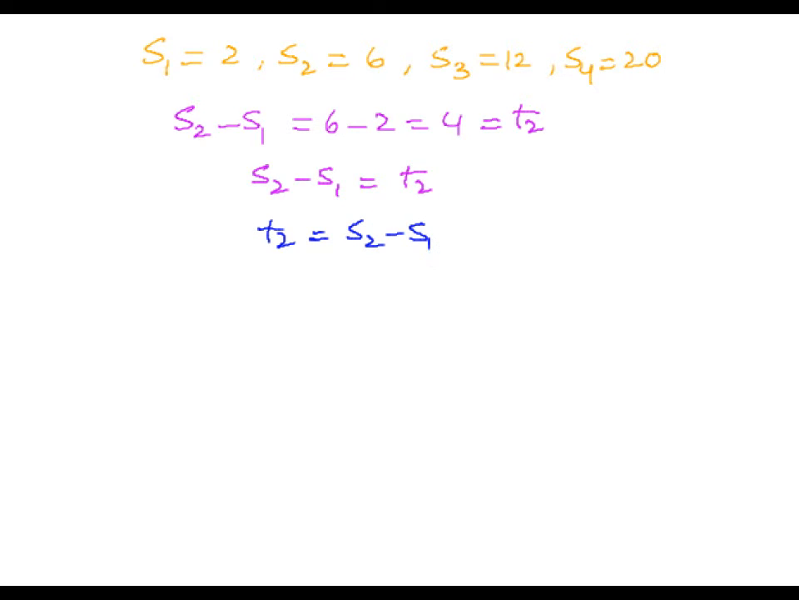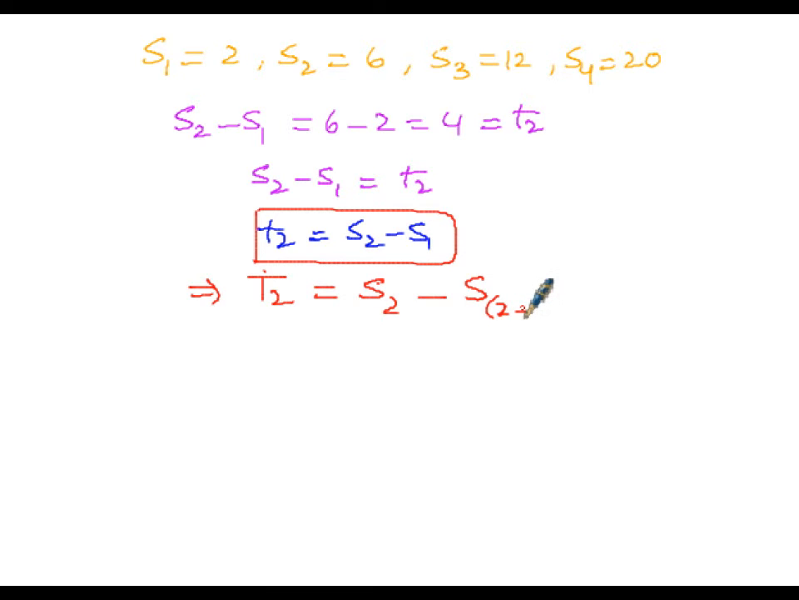So in order to get the second term, we have to subtract S1 from S2. That implies the second term can be obtained from S2 minus S1. And 1 can be written as 2 minus 1, so T2 equals S2 minus S(2 minus 1).